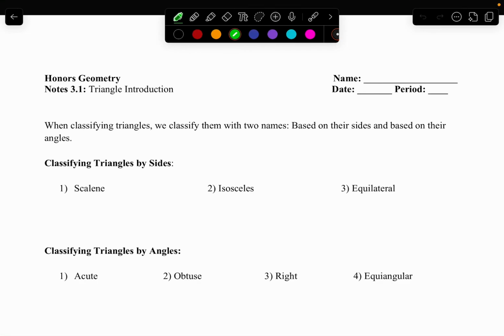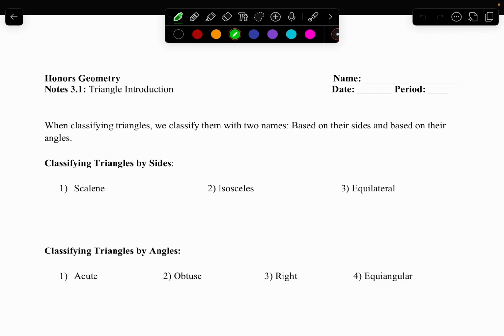Hello everybody, this video is going to cover our 3.1 notes, which are introductions to triangles. There's going to be quite a bit of information in this first video, but all of it's very important and it will help with the foundation for the rest of this unit, which is going to focus primarily on proving triangles being congruent to each other.